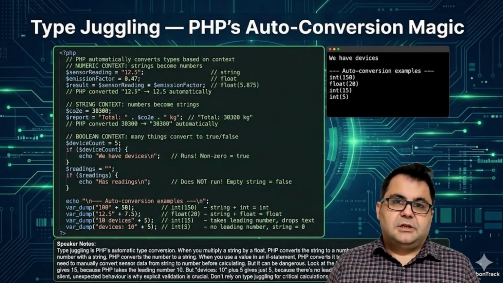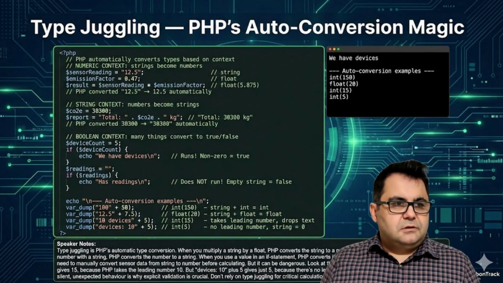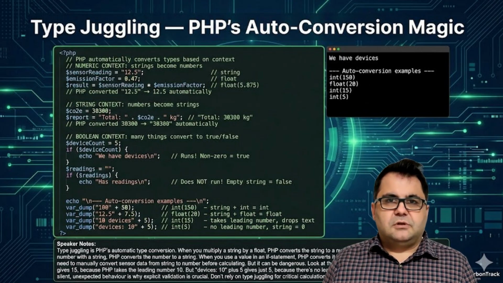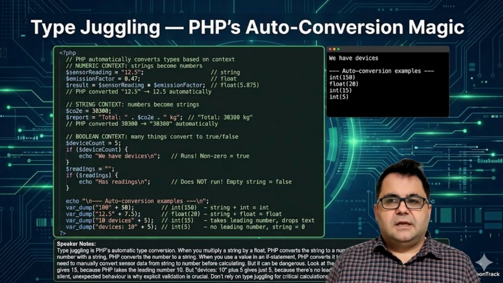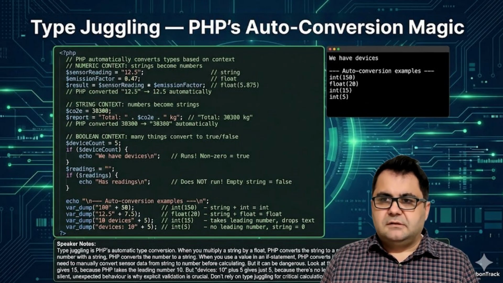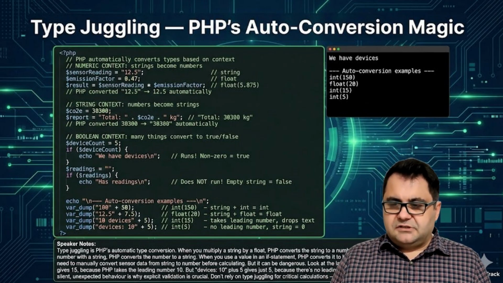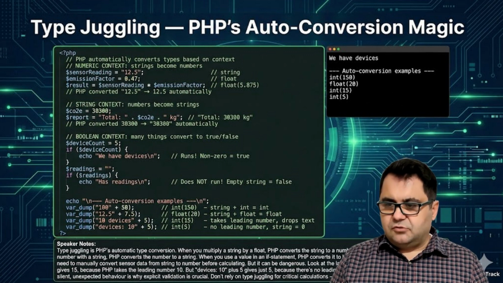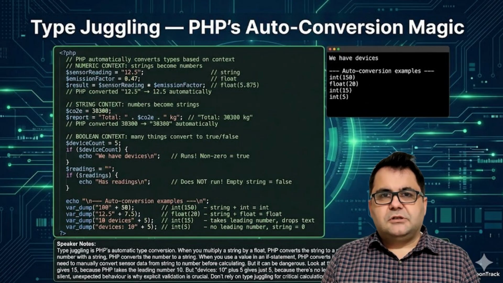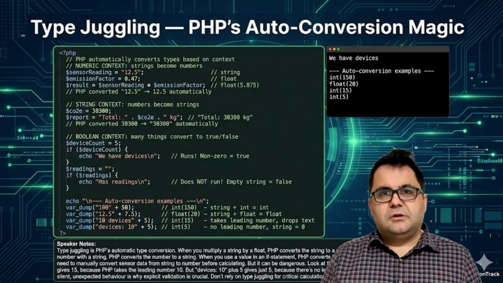Type juggling is PHP's automatic type conversion. When you multiply a string by a float, PHP converts the string to a number first. When you concatenate a number with a string, PHP converts the number to a string. When you use a value in an if statement, PHP converts it to Boolean. This is convenient. You don't need to manually convert sensor data from string to number before calculating.